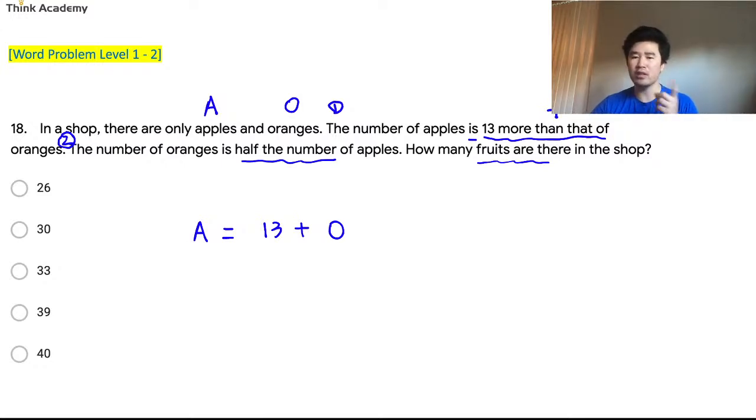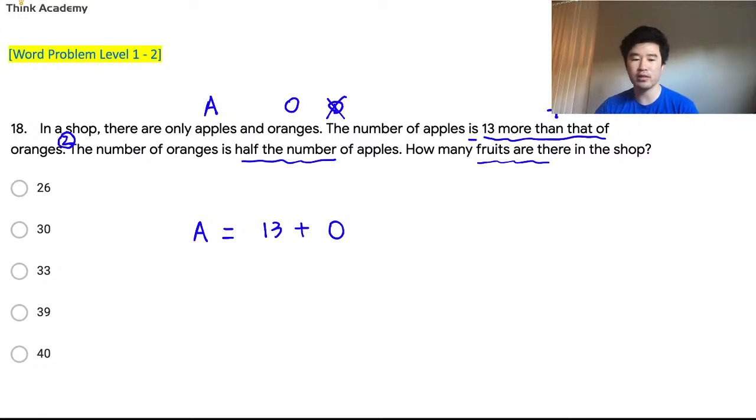So now we see, is there any other information we can have in sentence 1? No. So we already finished sentence 1. Cross that out. All right. When you have this complicated problem, mark the number on the sentence, and once you finish, cross that out. Okay, moving to sentence 2. The number of oranges is half the number of apples.